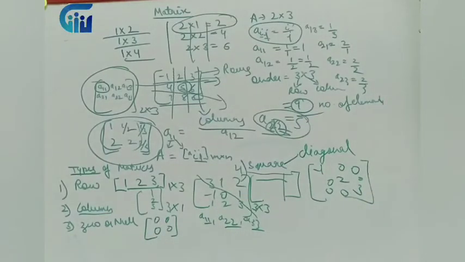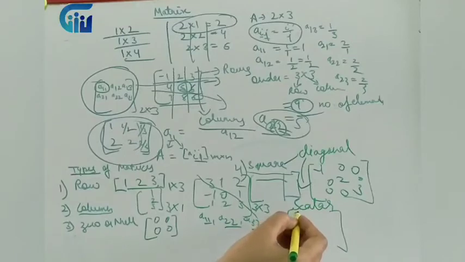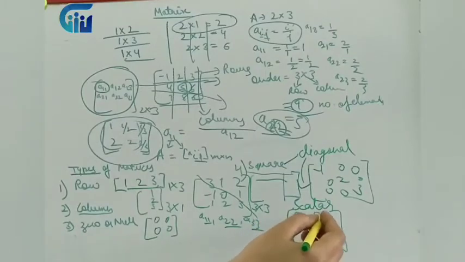Very important: a square matrix is diagonal if the diagonal elements can be any element and the rest of the elements are 0. Next, from diagonal we have the scalar matrix. What is a scalar matrix? When the diagonal elements are the same and the rest of the elements are 0. Diagonal elements being the same means all of them should be exactly the same.